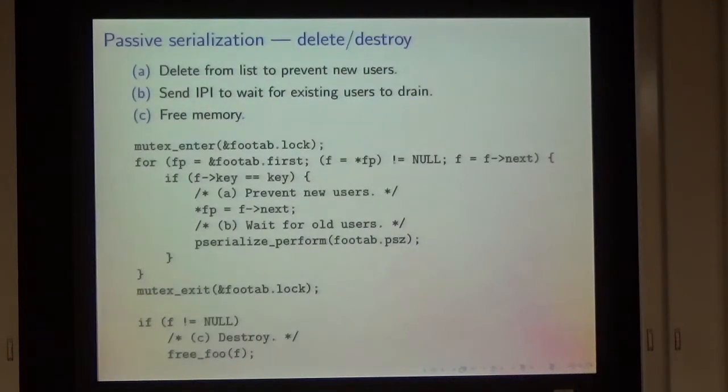To delete, we look up the entry. We first prevent new users by removing the resource in question from the list. Then we call the serialize perform function to send the IPI to all CPUs and wait for it to return. And at that point, we're guaranteed no other CPUs are using this resource. So prevent new users, wait for old users to finish, and then it's finally safe to destroy, safe to free the foo. Free the foo.